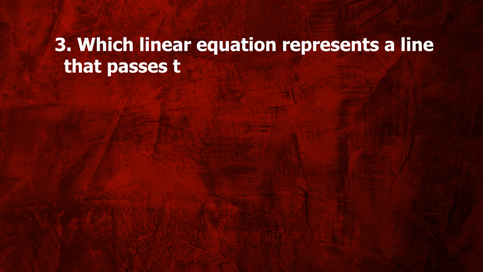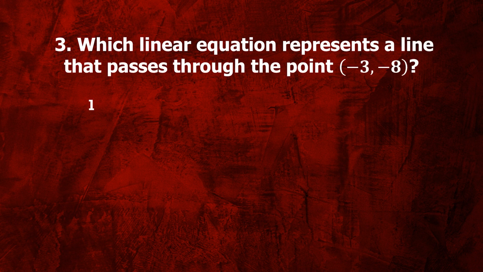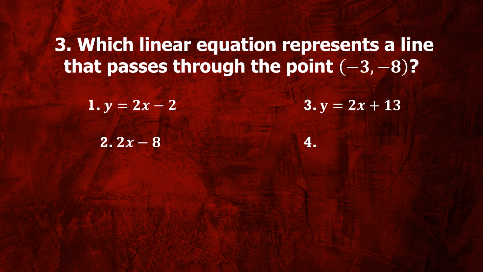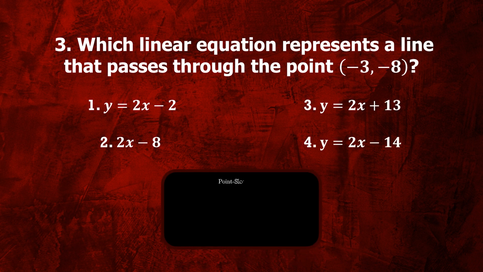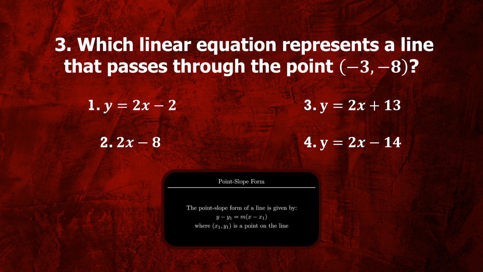Question 3. Which linear equation represents a line that passes through the point -3, -8? We'll use this formula, called the point-slope form. Y minus y sub 1 equals m times x minus x sub 1. This formula needs a point on the line, x sub 1, y sub 1, and the slope of the line, m.